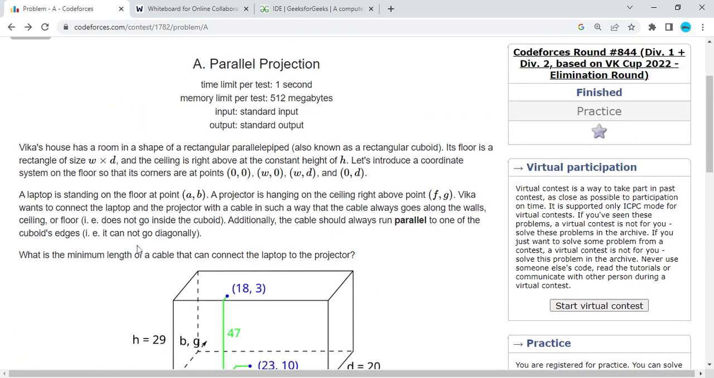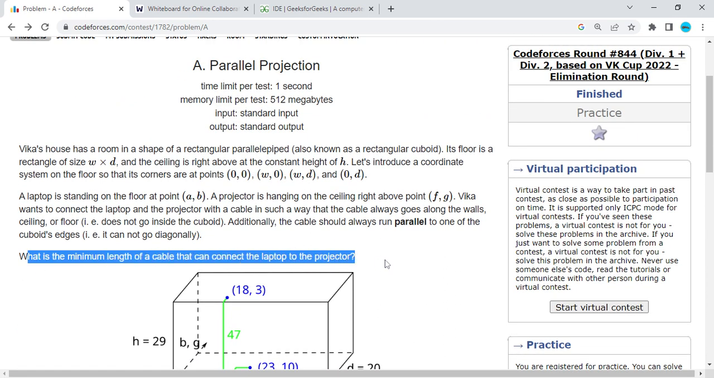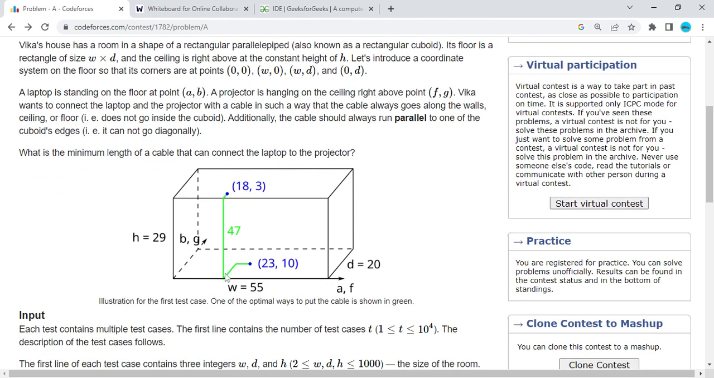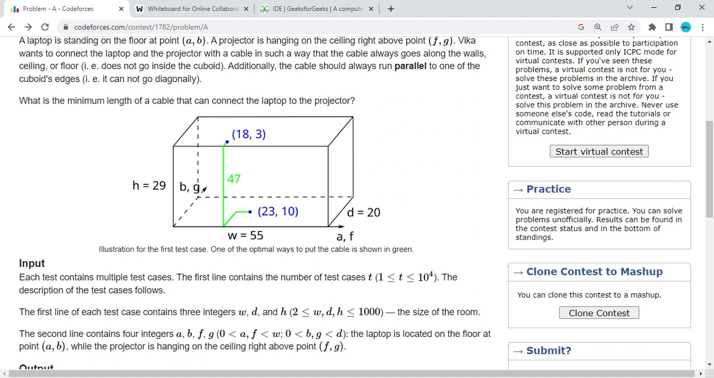And see that the line conveys the same. What is the minimum length of the cable that can connect the laptop to the projector? And also one thing, that these green lines or the wire cannot connect diagonally. So let's see how we can solve the problem.